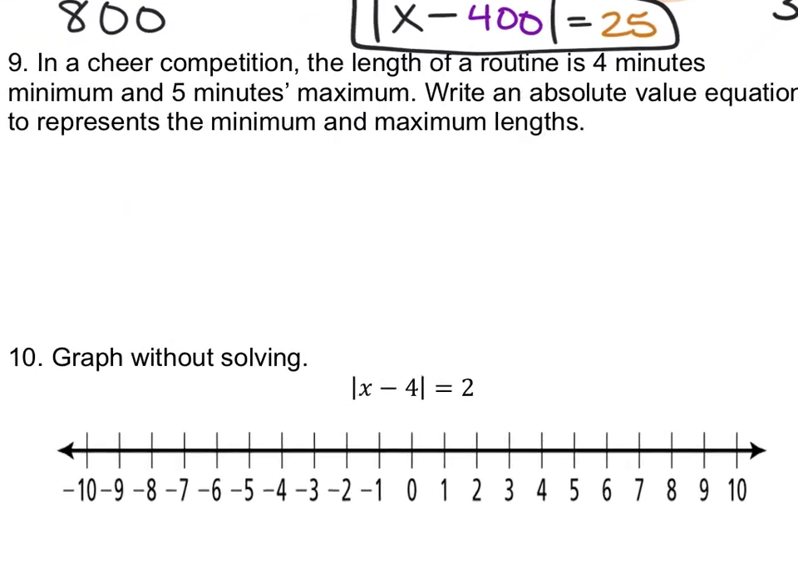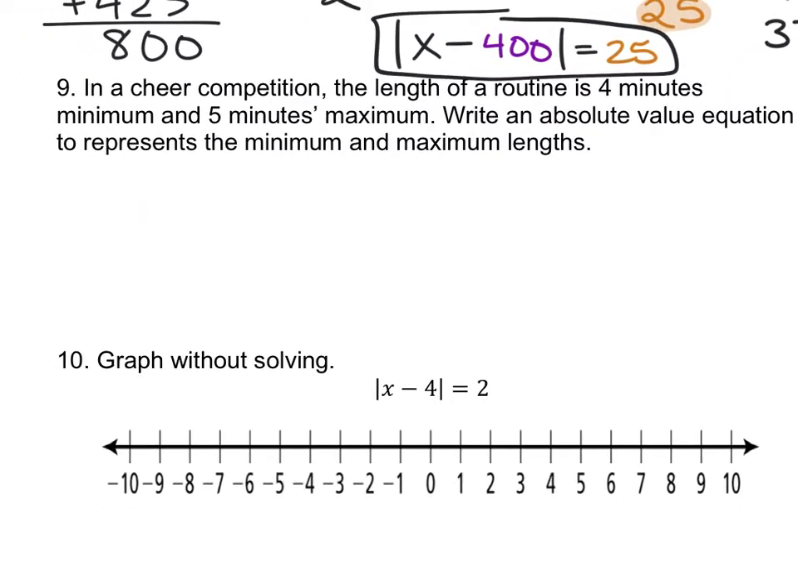It says, in a cheer competition, the length of a routine is 4 minutes minimum and 5 minutes maximum. I should circle those numbers. 4 minutes, 5 minutes. That's my minimum and maximum. We want to write an absolute value equation that represents the minimum and maximum lengths. Okay, I need an average and I need a deviation. To find the average, we add those numbers. What's 4 plus 5? 9.